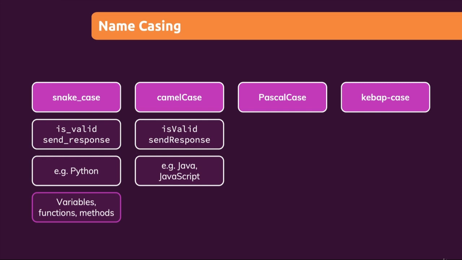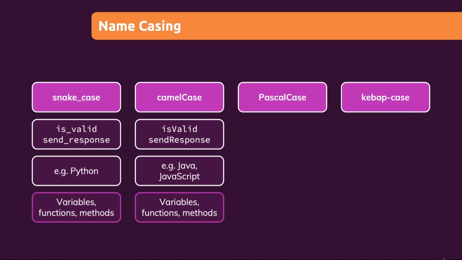response, but then every word in that phrase starts with an uppercase character, like the uppercase V in valid and the uppercase R in response. Again, this camel case notation is used by many other programming languages, but it's used for the same things as Python uses snake case, and that would be variables, functions, and methods.